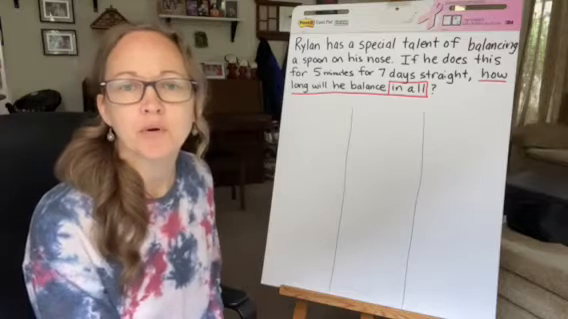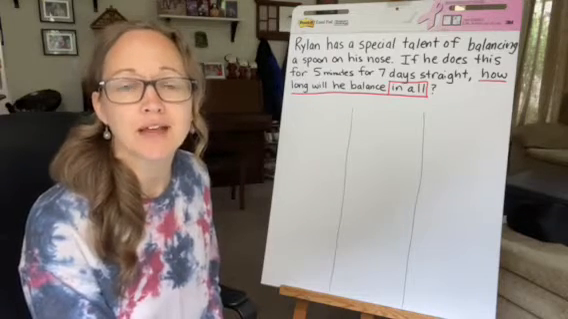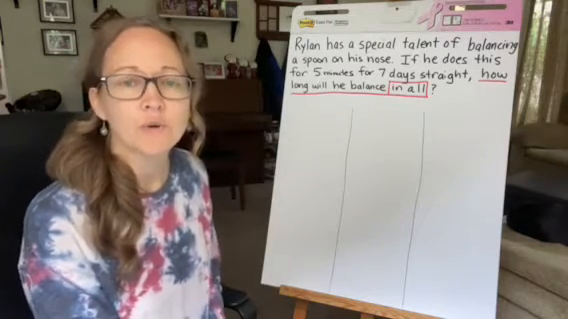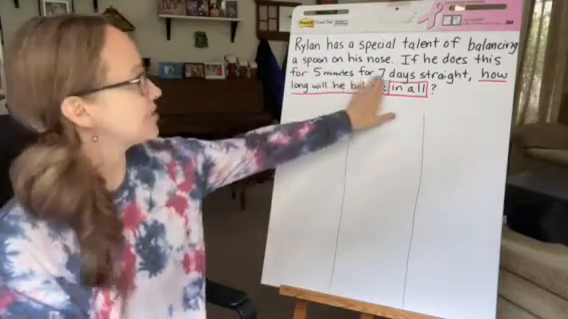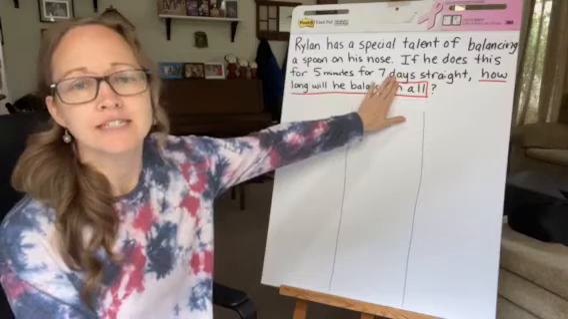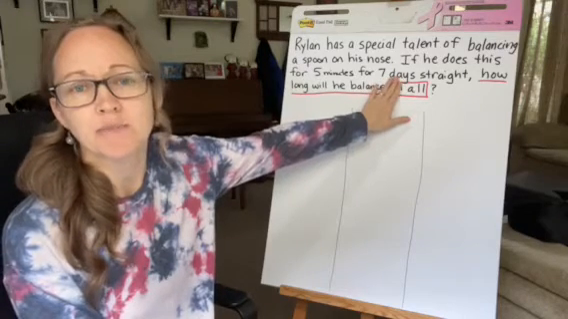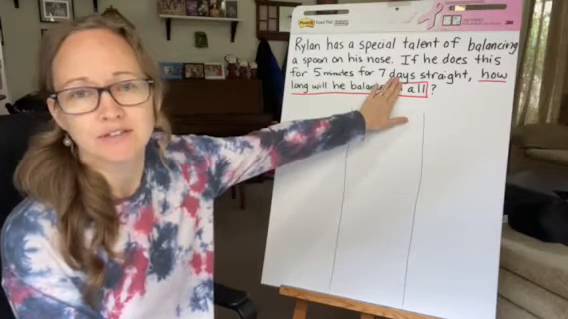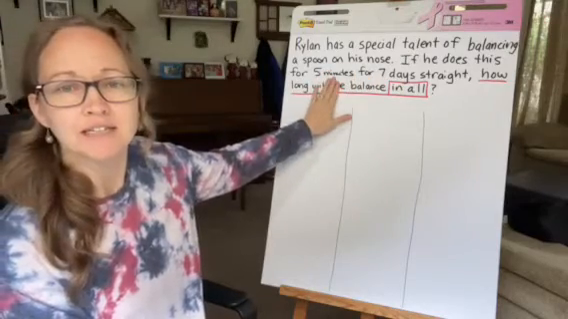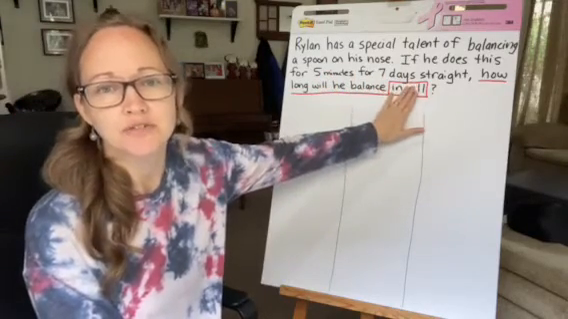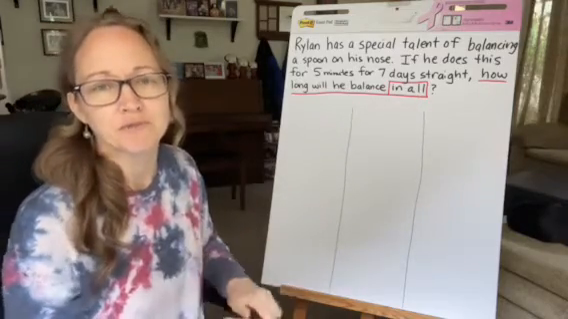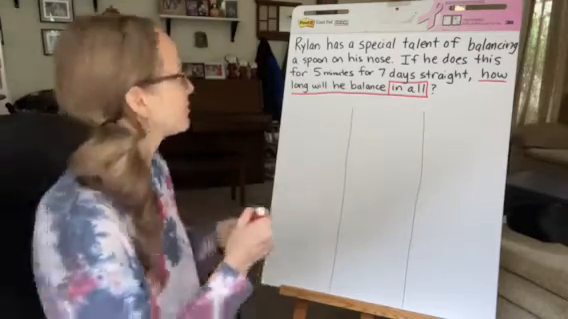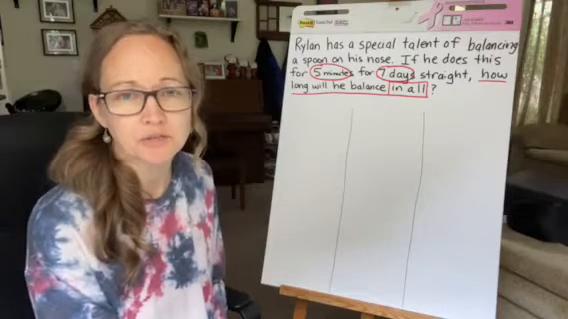So let's find the important information that we need to help us answer that question. We know for 5 minutes each day for 7 days straight, he's going to balance a spoon on his nose. 5 minutes for 7 days straight. Those are our important pieces of information from this word problem. So let's circle them. All right, so we know this is a multiplication problem.